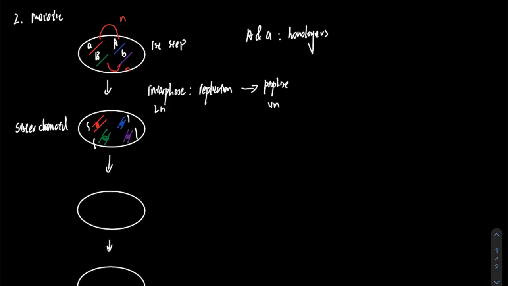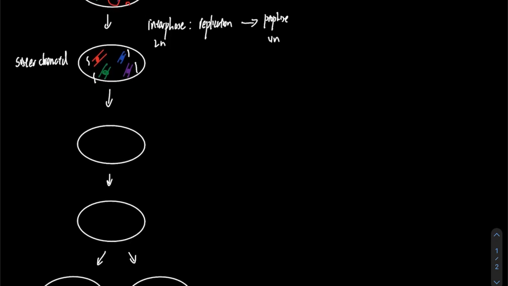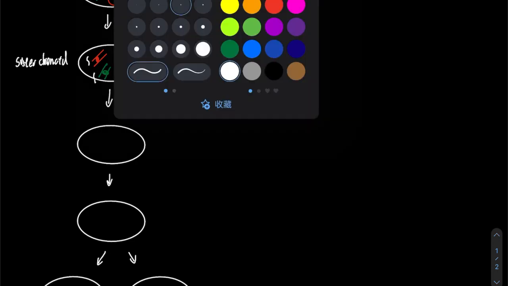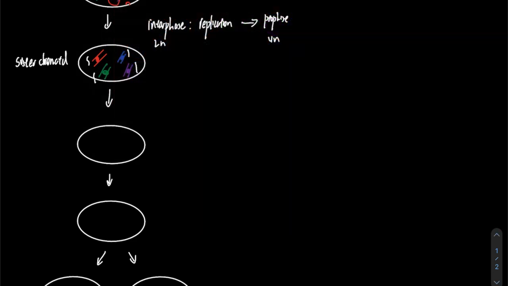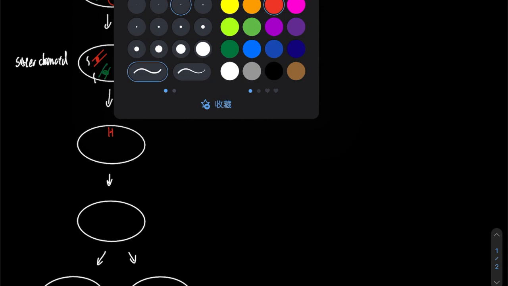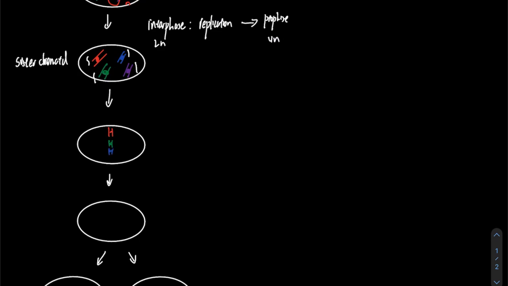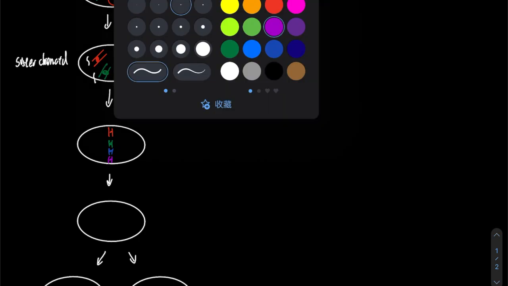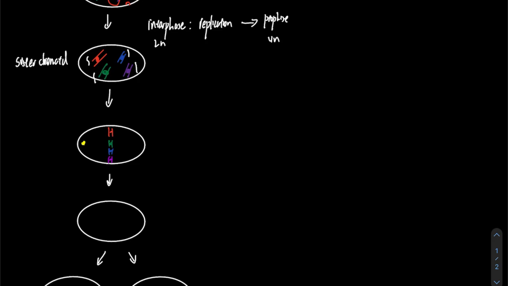So we go to the second step, metaphase. All of these 4 chromosomes line up in the middle of the cell. See, they line up. And also, it's not the end. There will be a spindle on each of the 2 sides of the cell, and the spindle will attach to all of them. The place the spindle attaches is the centromere.